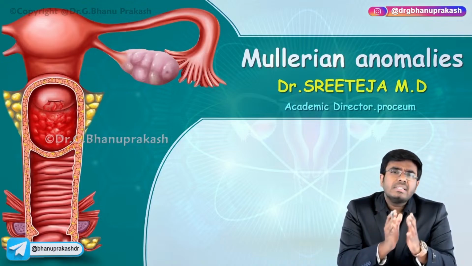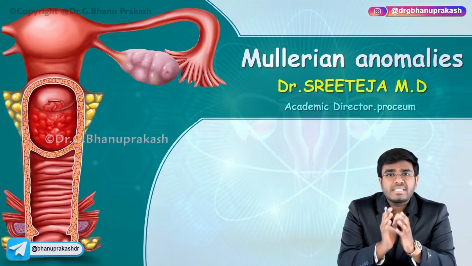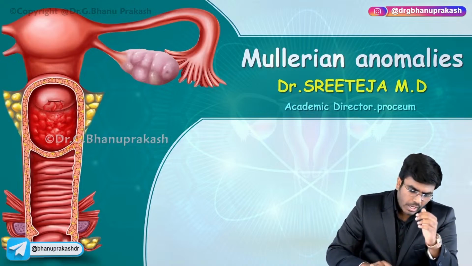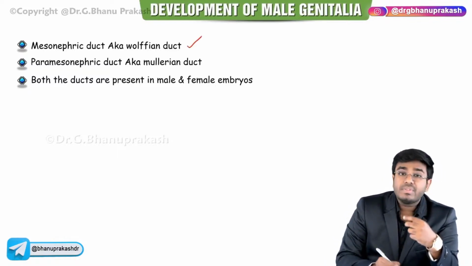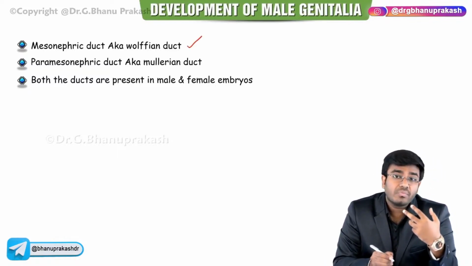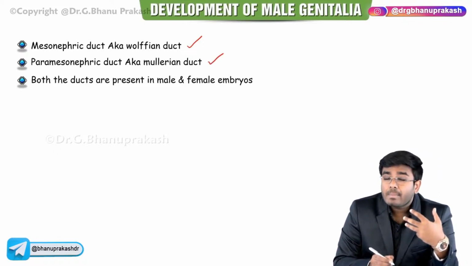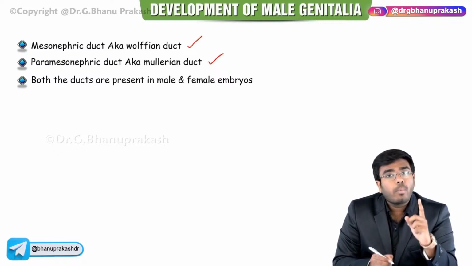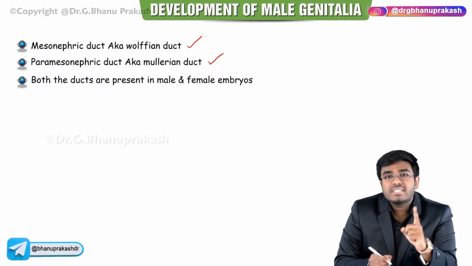Now let's begin with the development of the male reproductive organs. Before discussing that, first let's see some basic points. We all know that there are two reproductive ducts. What are they? Wolffian duct, which is also known as mesonephric duct, and Mullerian duct, which is also known as paramesonephric duct. Important point is that both these ducts are present in both the sexes.